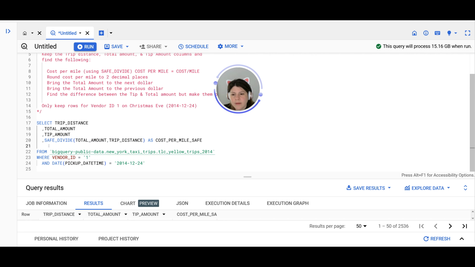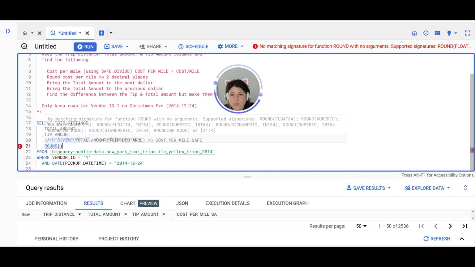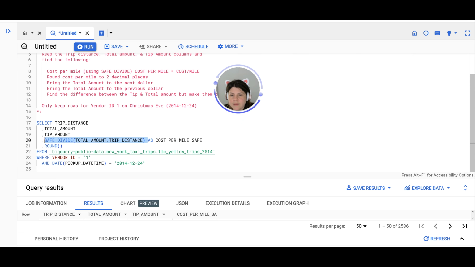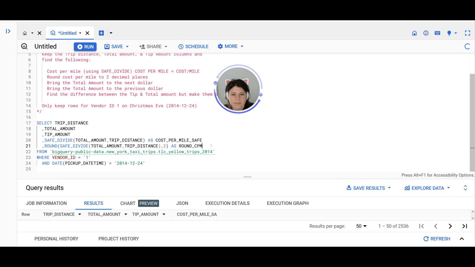To do that, we type round, and we have our little parentheses. What are we going to round? We're going to round this one, and we'll do a handy dandy copy paste and stick it right in here. Bam. Now round wants to know, do you want to round to the dollar? The penny? The thousand? What do you want to round to? We're going to round to the nearest penny, so 2 decimal places. And we're going to call this round CPM, cost per mile.